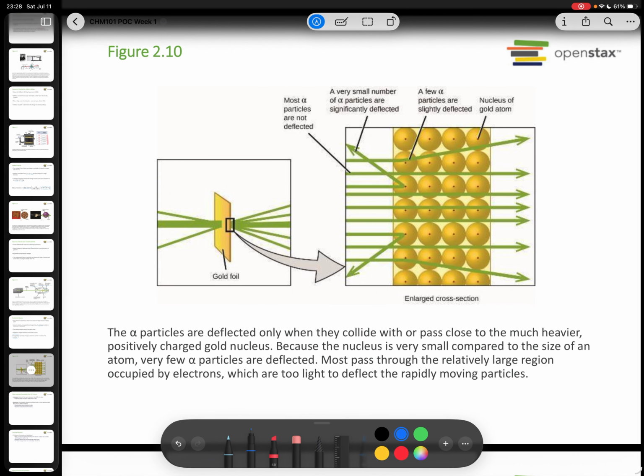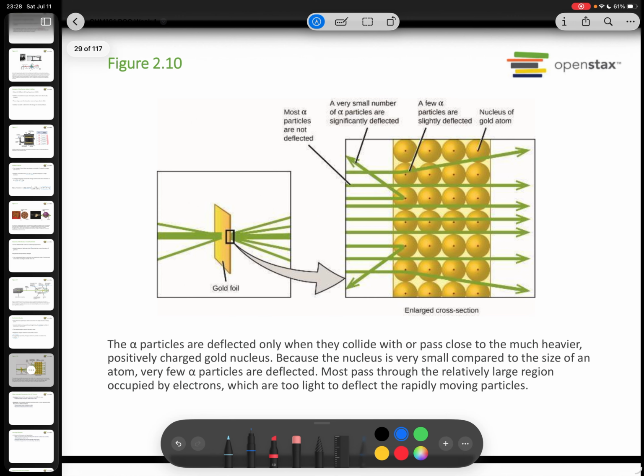So, tingnan natin itong nuclear model, no? This figure shows why most alpha particles are not deflected, kung bakit siya tumagos lang. The nucleus is tiny compared to the full size of the atom. Most alpha particles pass through the large electron region without coming close to the nucleus. Okay? So, kaya nga siya tumagos.